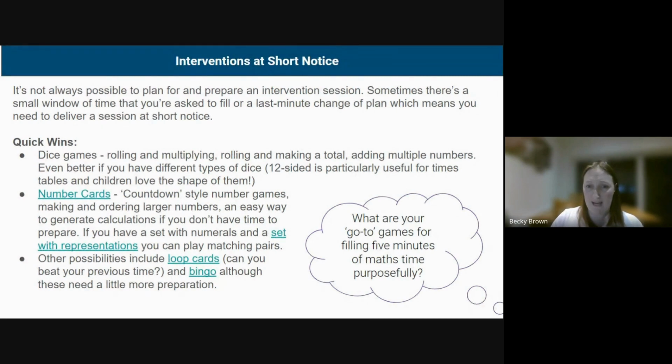You can play matching pairs. Again, yes, it's a 5-minute activity. It's a time filler, but it's really, really useful. It helps with our recall. We're not just playing a game for the sake of playing a game. It means something.